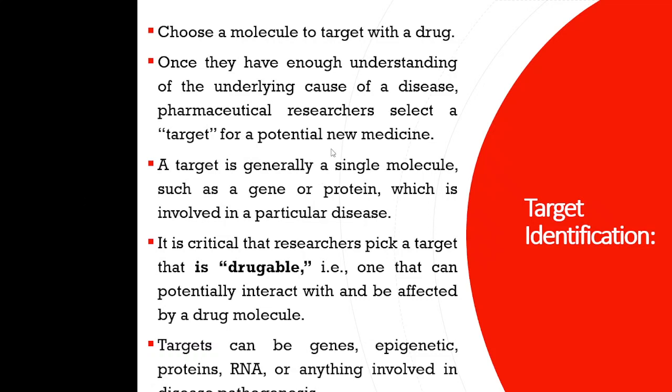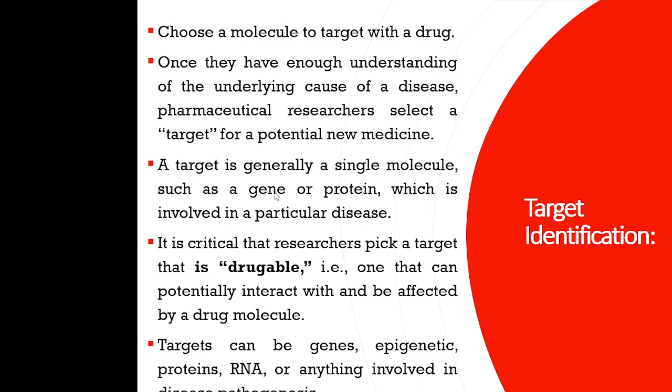So here, in the case of every disease, there will be some biological target. It is on this biological target we will be able to use our drug. So once they have enough understanding of the underlying cause of the disease, the pharmaceutical researchers select a target for potential new medicine. Okay. So we have to first identify the target.